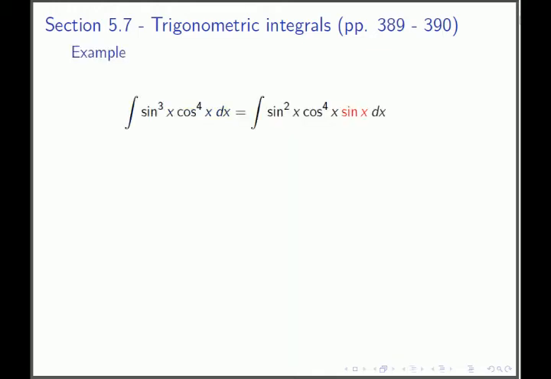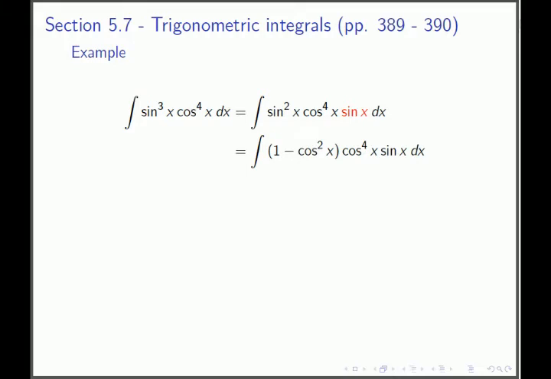As an example, let's take a look at this integral. It's sine cubed times cosine to the fourth. Now what we're doing is we're saving one of those sine factors over here. We're going to use this as our du later, but then we're going to change this sine squared to cosine squared by making use of the identity sine squared equals 1 minus cosine squared.